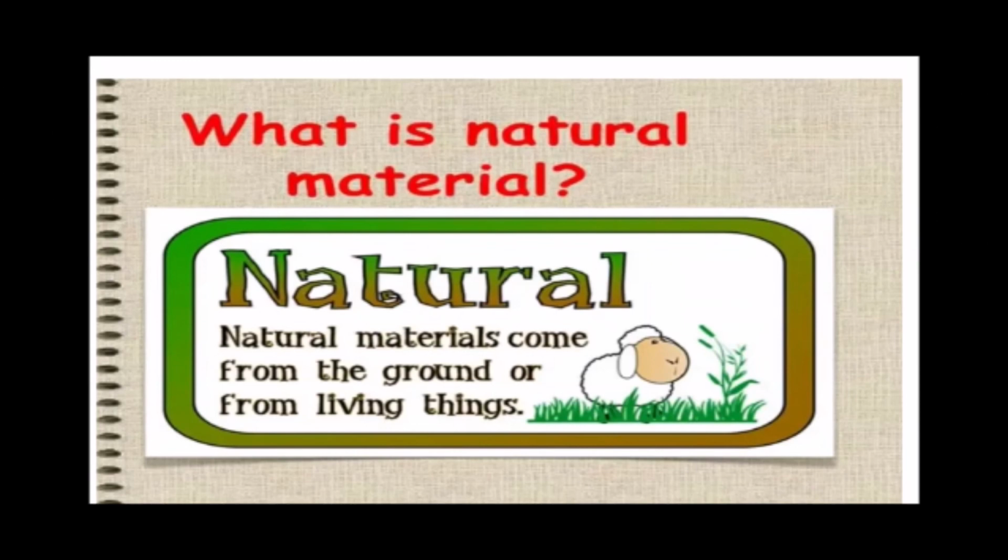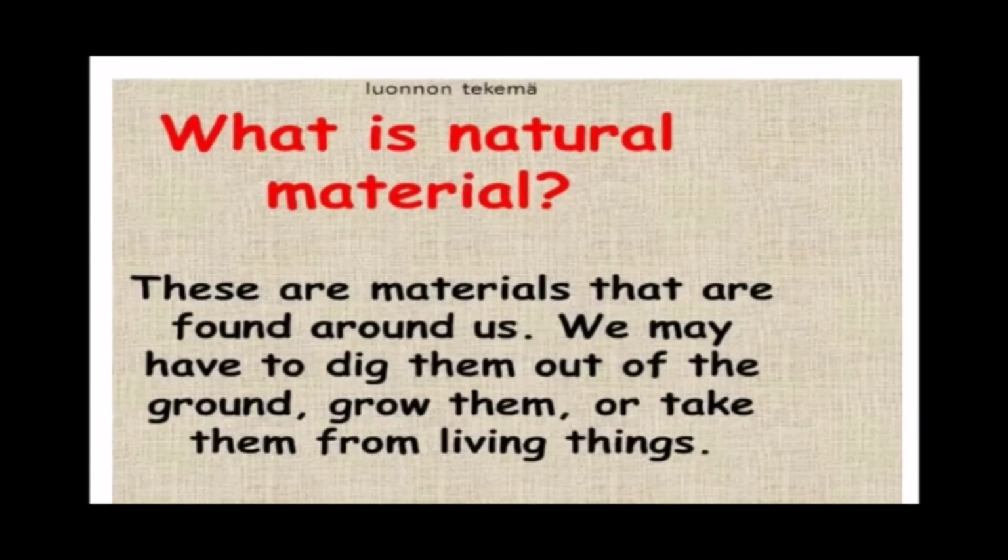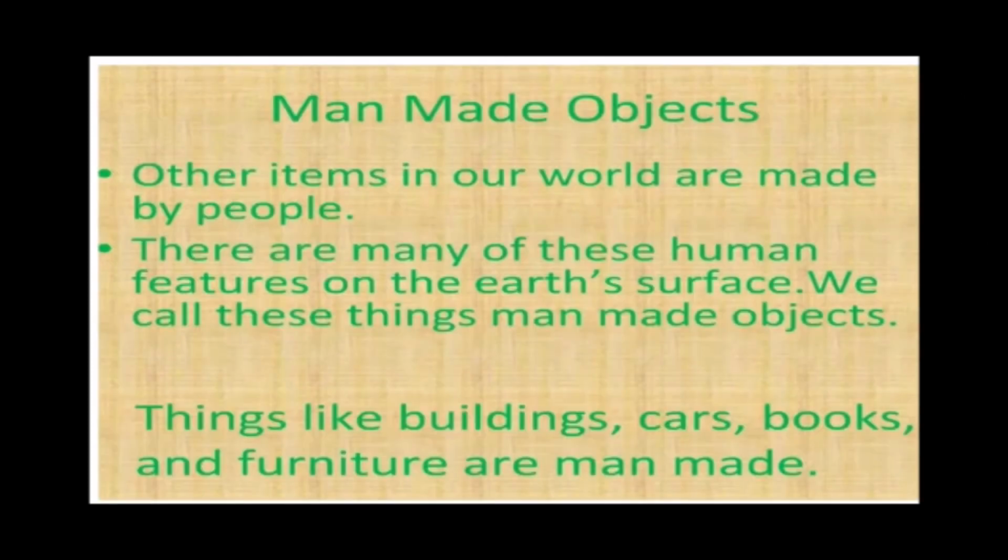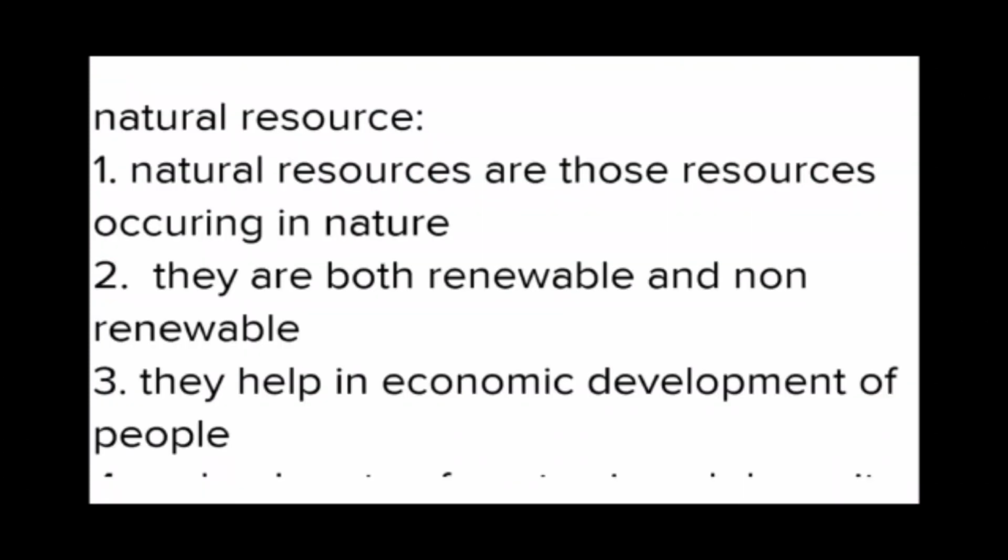So what have we learned today? What is natural material? Natural materials come from the ground or from living things. These are materials that are found around us. We may have to dig them out of the ground, grow them, or take them from living things. Whereas man-made objects, other items in our world, are made by people. There are many of these human features on the earth's surface. We call these things man-made objects. Things like buildings, cars, books, and furniture are man-made.